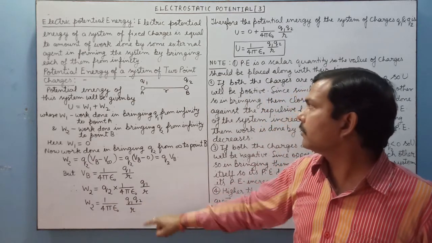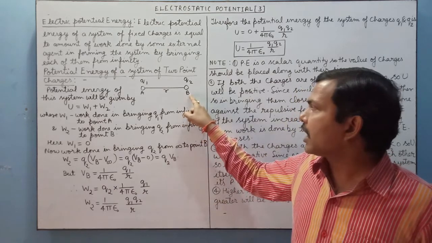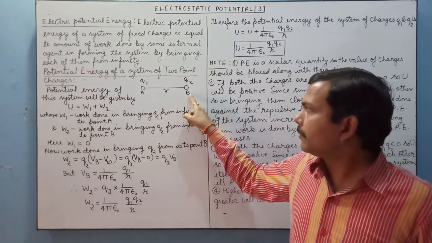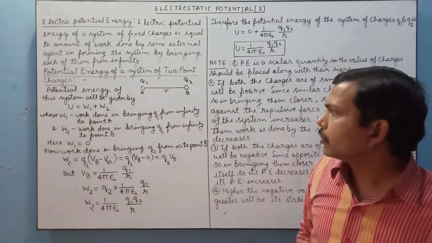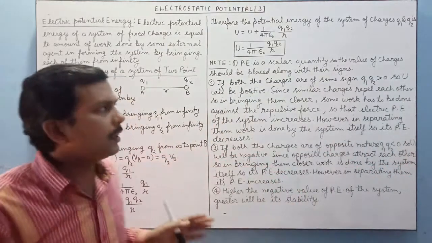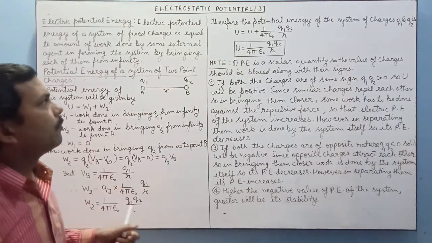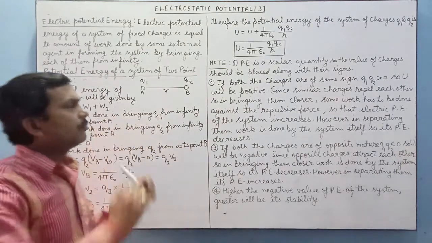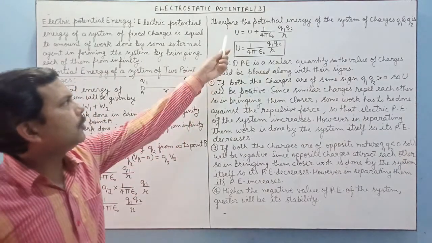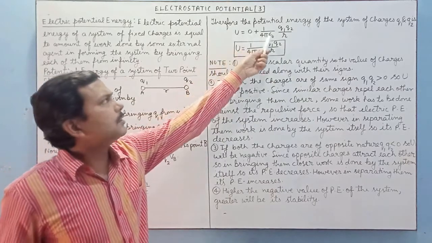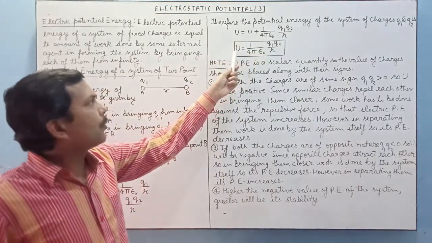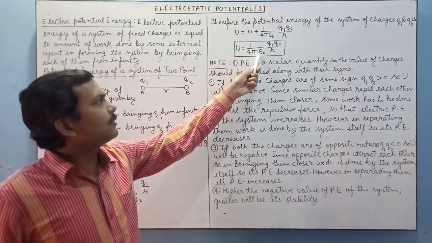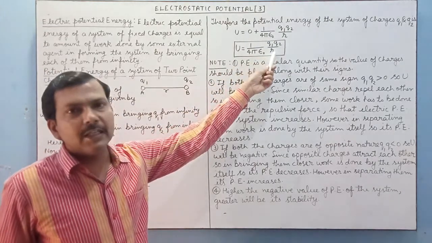This is the work done in bringing charge Q2 from infinity to point B in the electric field of charge Q1. So the total work done in forming this system, that is the potential energy of this system, U is equal to W1 plus W2, where W1 is 0, plus W2. So you get potential energy U = (1/4πε0) Q1Q2/r.